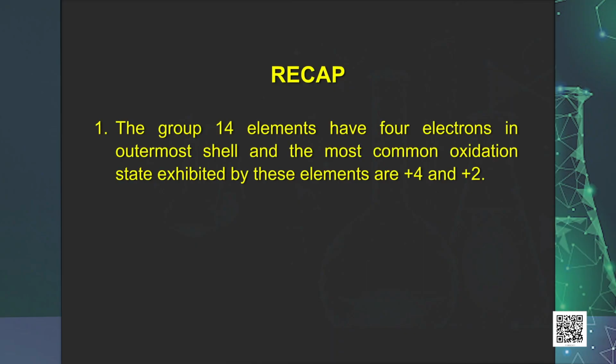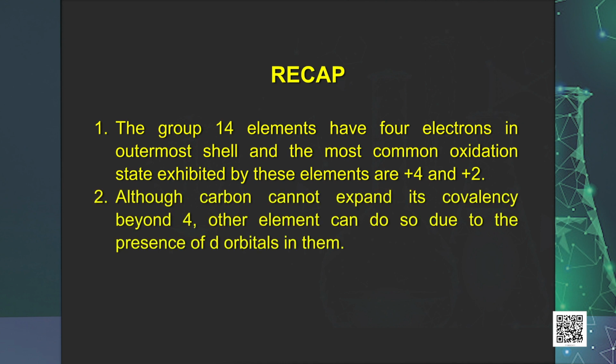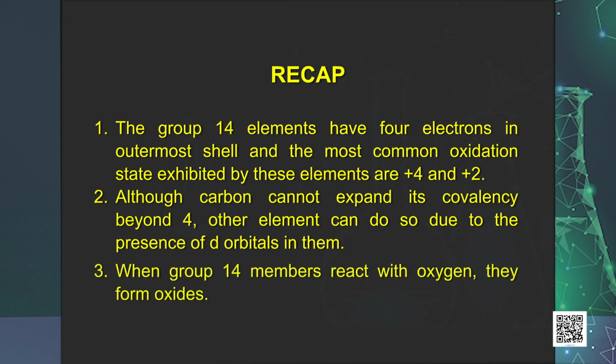To conclude this session, let us recall all the discussed concepts. The first point is that group 14 elements have 4 electrons in the outermost shell, and the most common oxidation states exhibited by these elements are +4 and +2. Although carbon cannot expand its covalency beyond 4, other elements can do so due to the presence of d orbitals in them. When group 14 members react with oxygen, they form oxides.